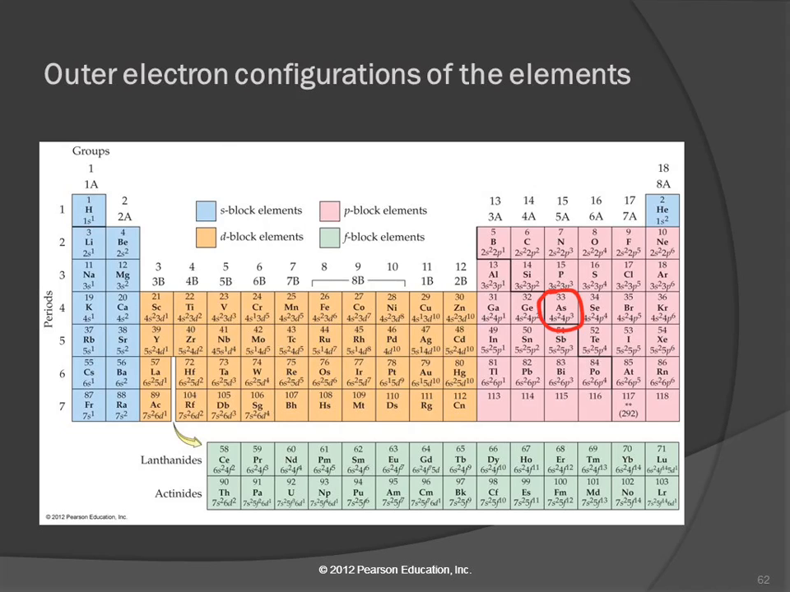I'm going to look at what period it's in. It's in period 4. This corresponds to 4s2, and this would be 4p, and we're over 3, and so this will end in 4p3. It's in group 5A. It has 5 valence electrons.